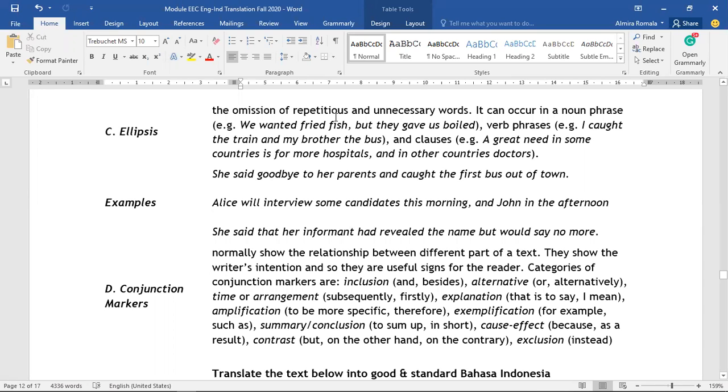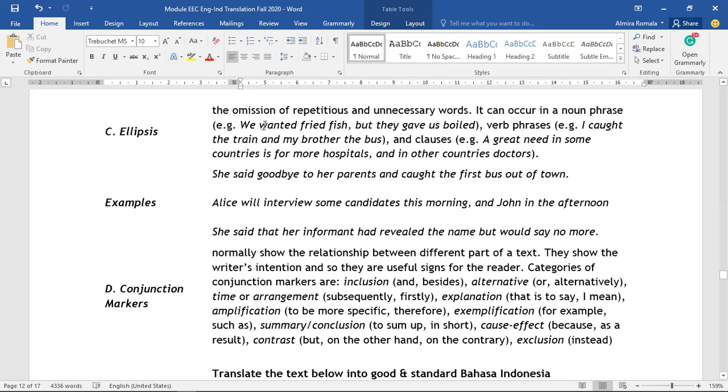Tapi restorannya memberikan ikan rebus, ya. So we cannot just translate boiled into mereka memberikan rebus. So what is being boiled, ya? We have to understand the context. And then also verb phrases.